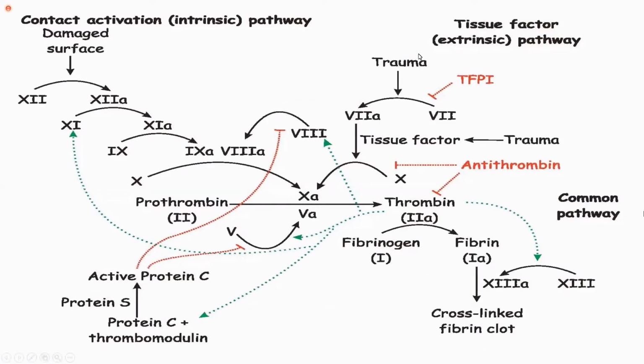Now, the extrinsic pathway: whenever there is a trauma, there is release of the tissue factor, and this tissue factor causes the inactivated factor 7 to become activated factor 7, and along with the tissue factor, 7A activates factor 10 into factor 10A. And this factor 10A together with factor 5 is called prothrombinase, and it converts prothrombin into thrombin. So this is the extrinsic pathway.